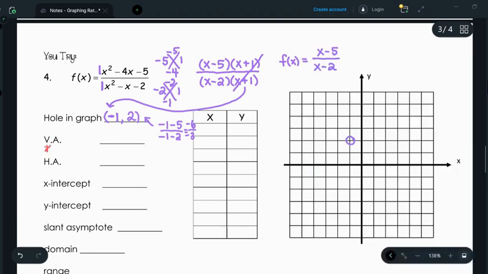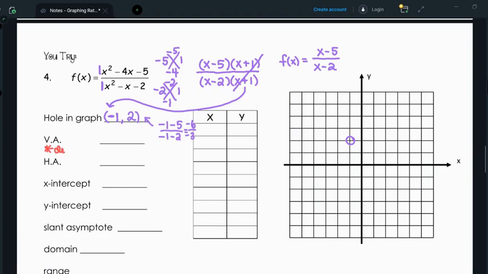For the vertical asymptote, remember that's always setting the denominator equal to 0, every single time, every single case. So that's exactly what we're going to do. The denominator is x minus 2 equals 0 in the simplified version. I solve that by adding 2 to each side, giving me my final answer for the vertical asymptote: x is 2. So when x is 2 on my graph, I will draw a dotted vertical line as the vertical asymptote of this graph.